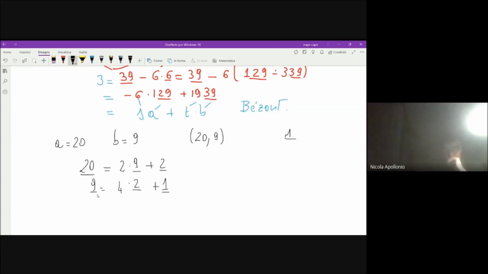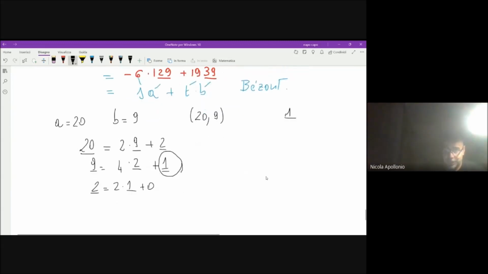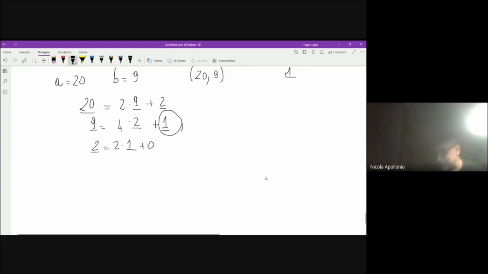Because now what the algorithm says is to divide 2 by 1. And the last but one remainder is the greatest common divisor. So it is a very, very nice algorithm, especially because it can be recursively implemented, so it's also very efficient.